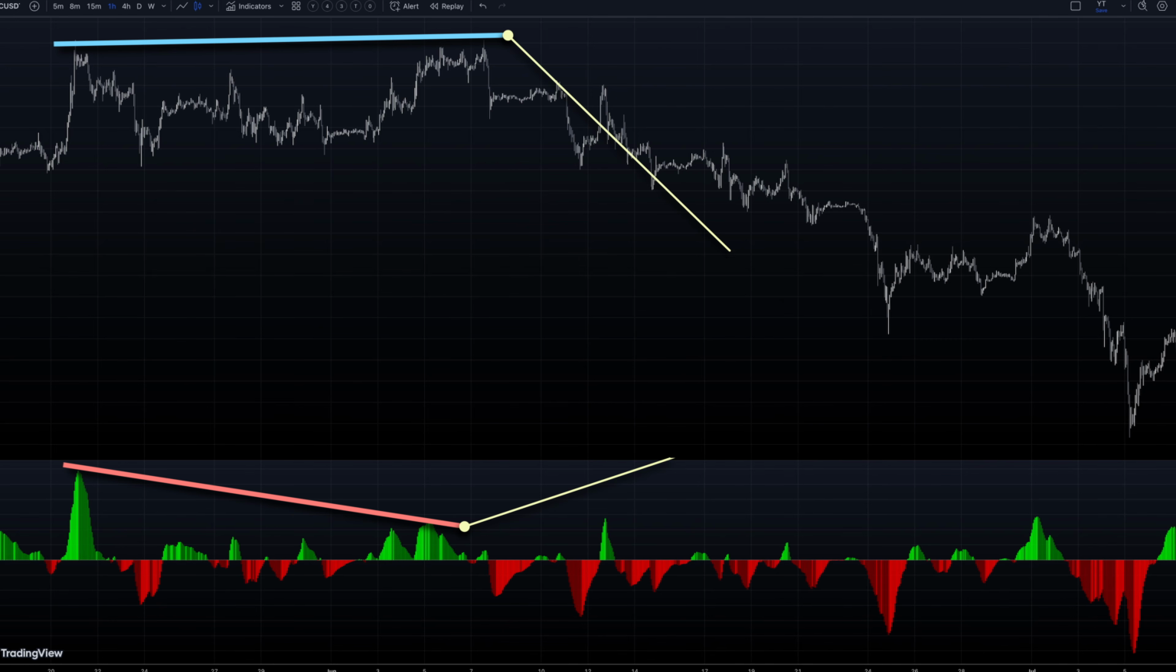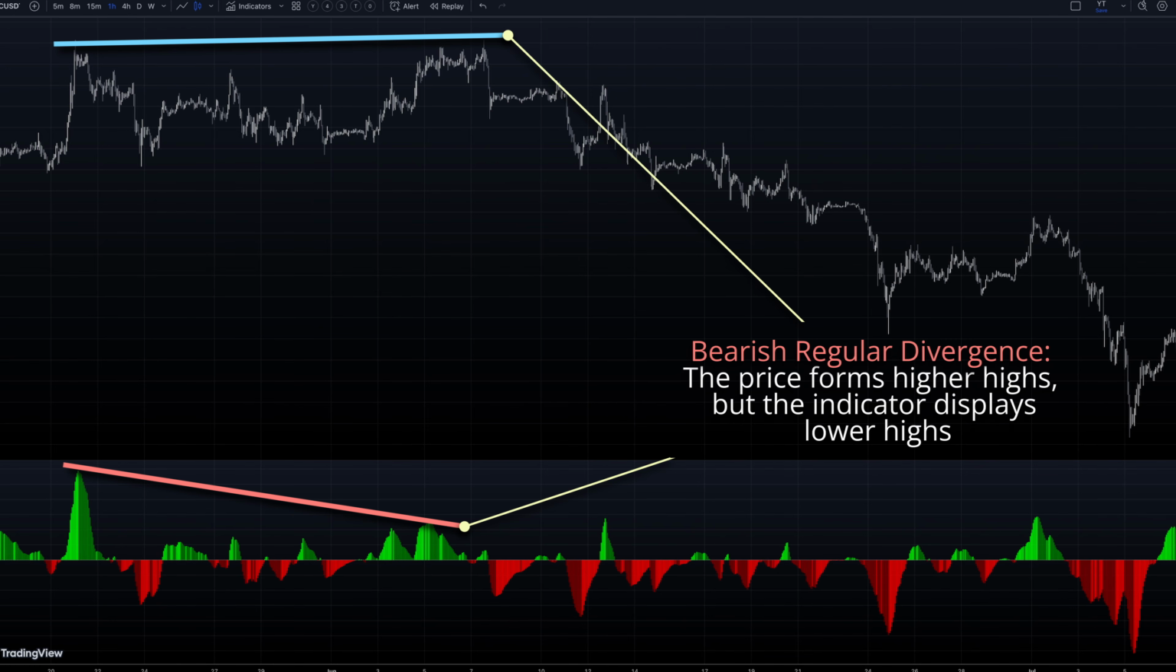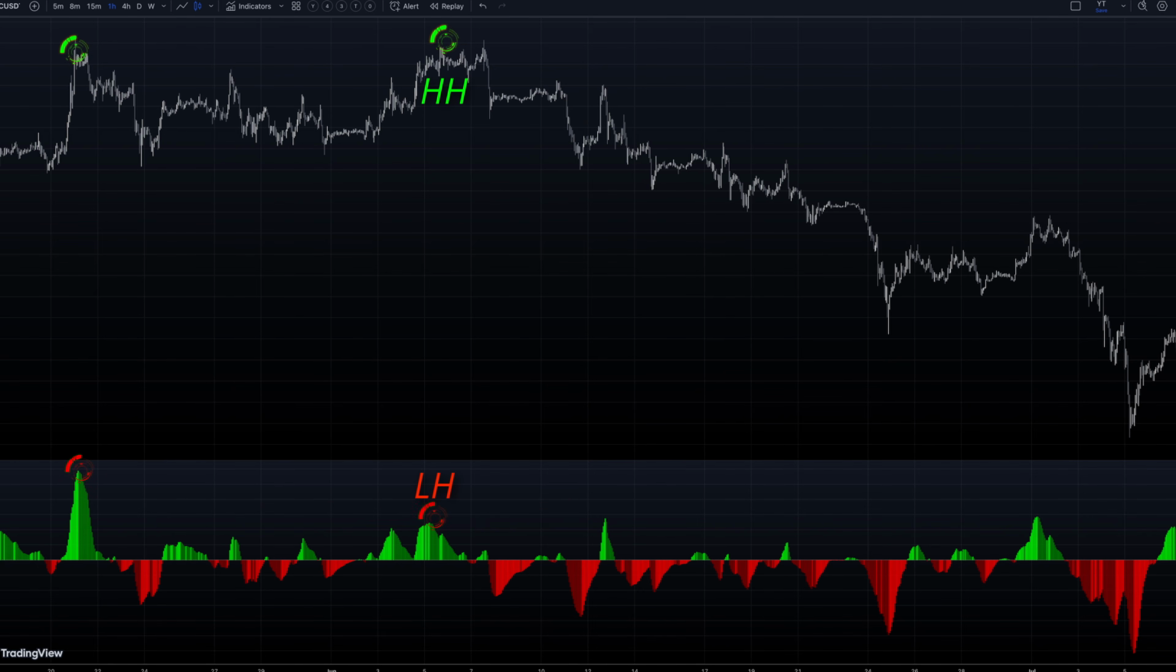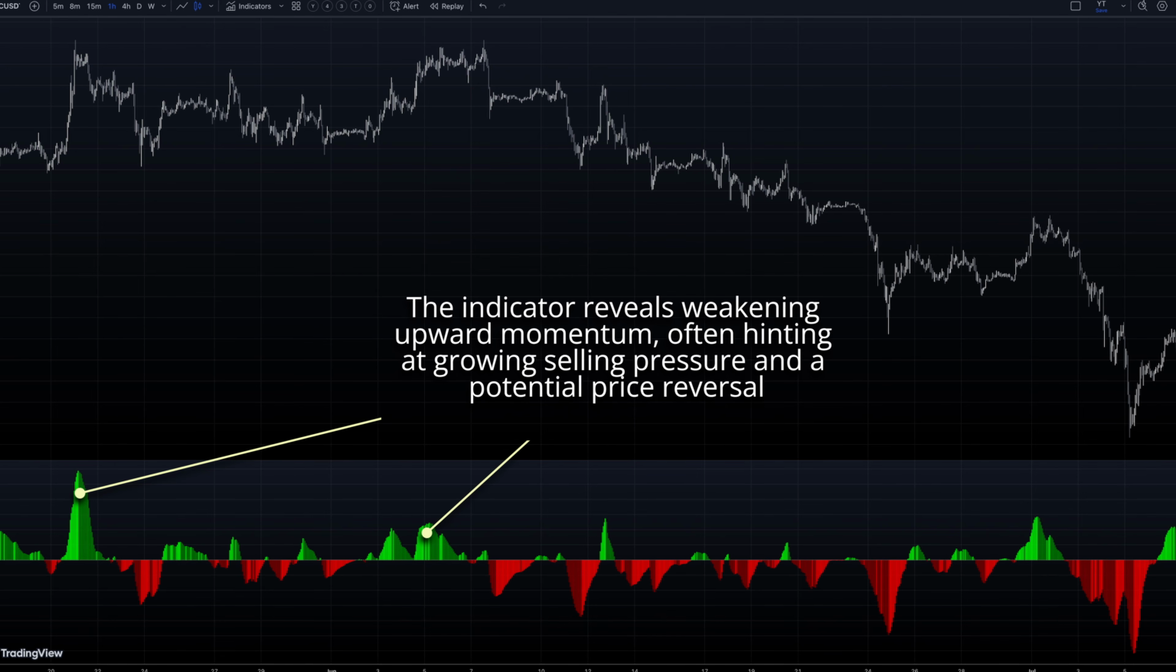Bearish regular divergence: price creates higher highs while the indicator shows lower highs. Though the price reaches new peaks, suggesting strong buying, the decreasing peaks on the indicator show declining buying momentum. This weakening momentum often signals that the upward movement may reverse. While price moves in one direction, the indicator suggests weakening momentum in that direction, often preceding a market reversal.